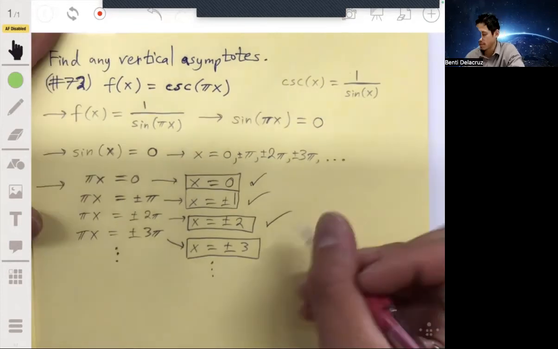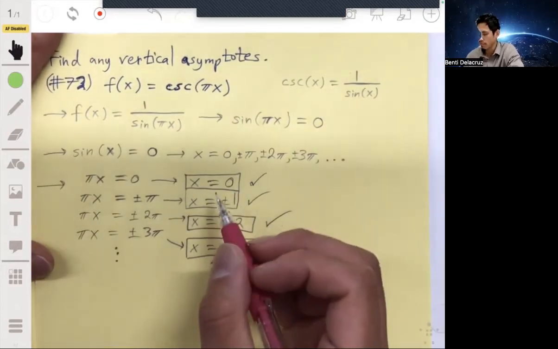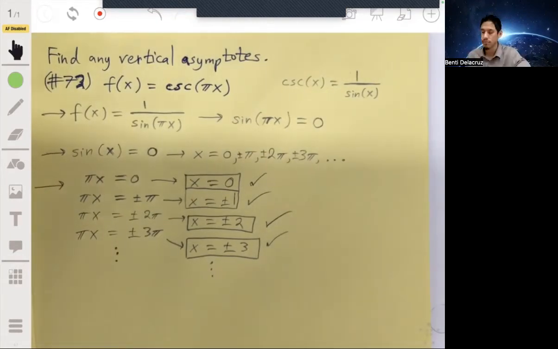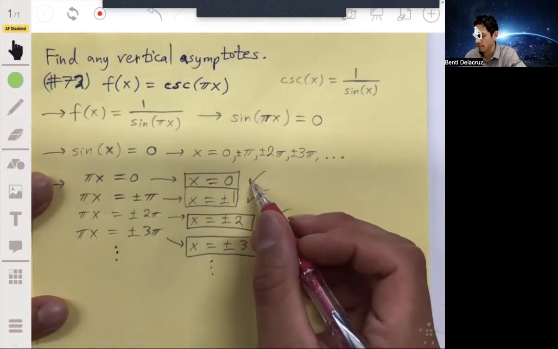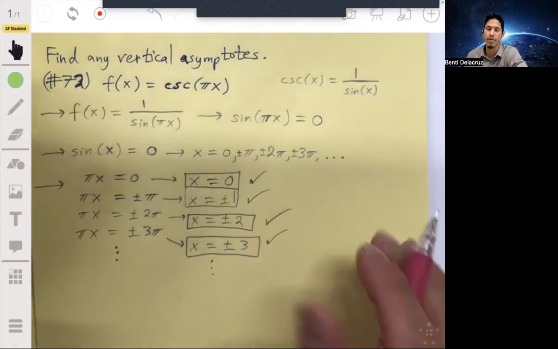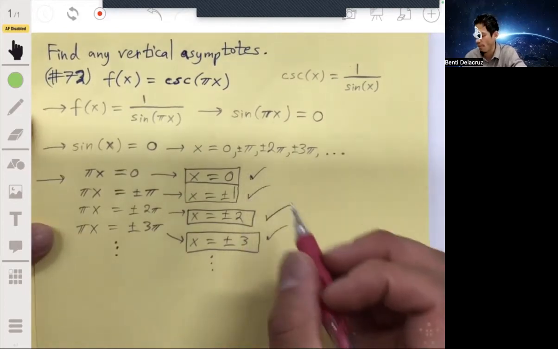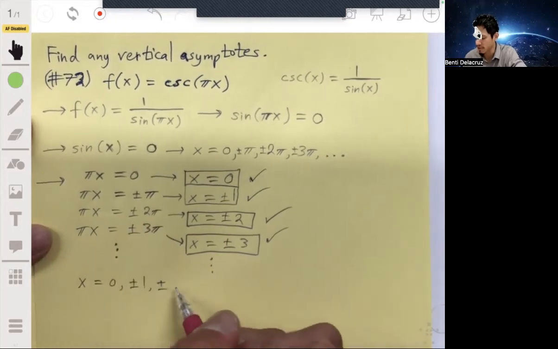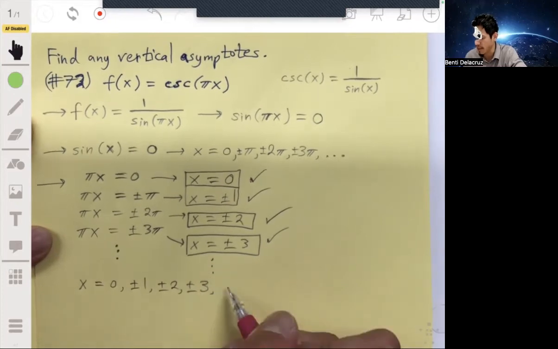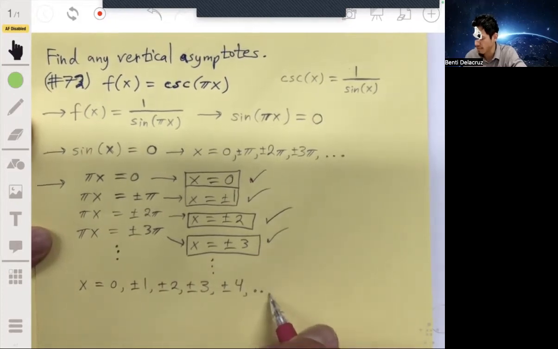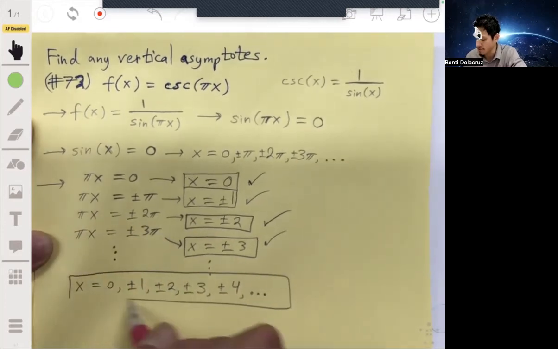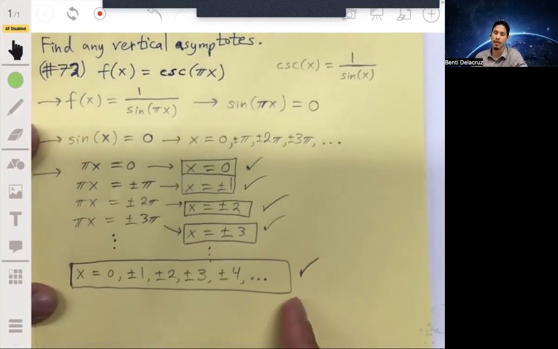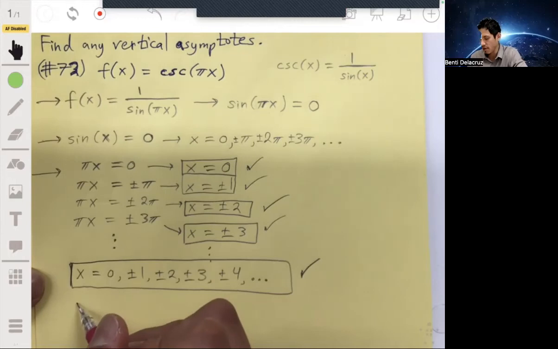Usually they'll use set notation, but let me show you how more formally textbooks would have it. A simple way to write it, if you aren't comfortable with fancy notation, is to just put: the solutions will be x equals 0, plus minus 1, plus minus 2, plus minus 3. Show that you understand the pattern, plus minus 4, and so forth. Most teachers and professors will accept this, because you're showing that you understand how the solutions for x behave.